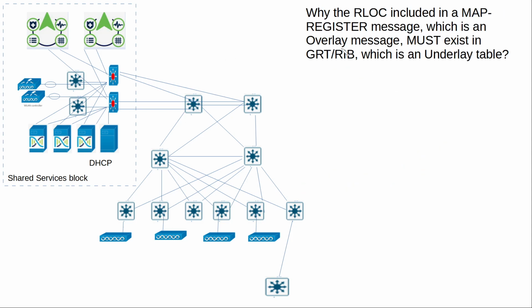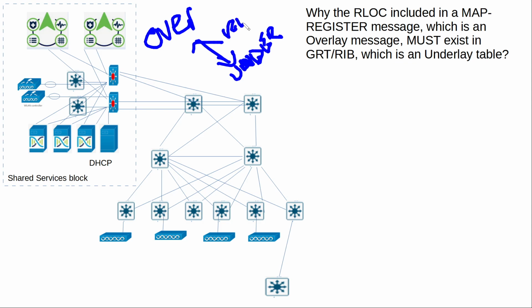Next question. Why must the RLOC included in the map register message, which is an overlay message, exist in the global routing table? So there is a relation between the overlay and the underlay in order for this to work. This is the RLOC. The RLOC information must exist in both universes. So this is where the two universes touch.